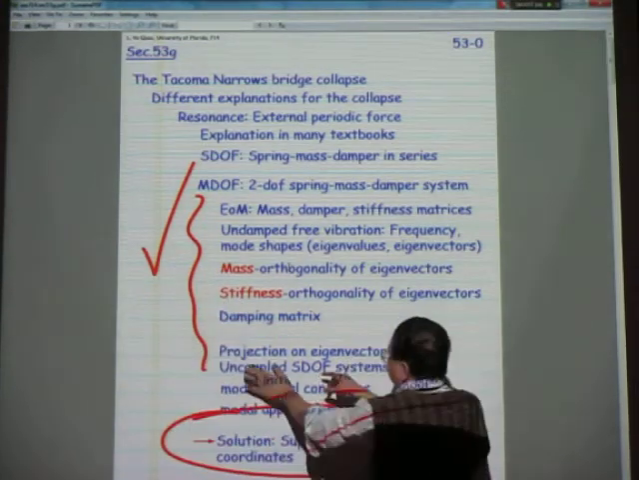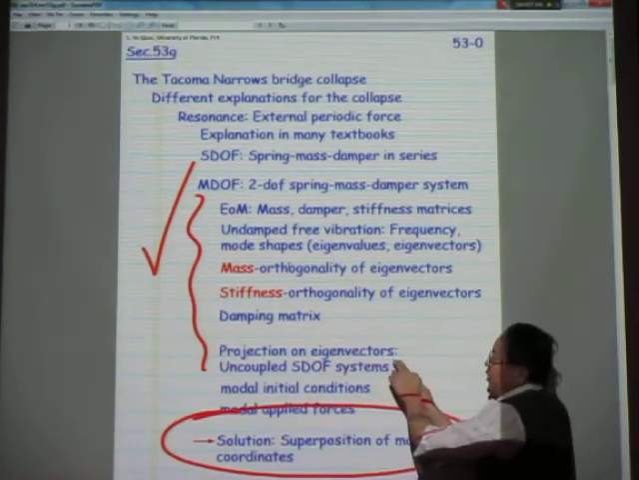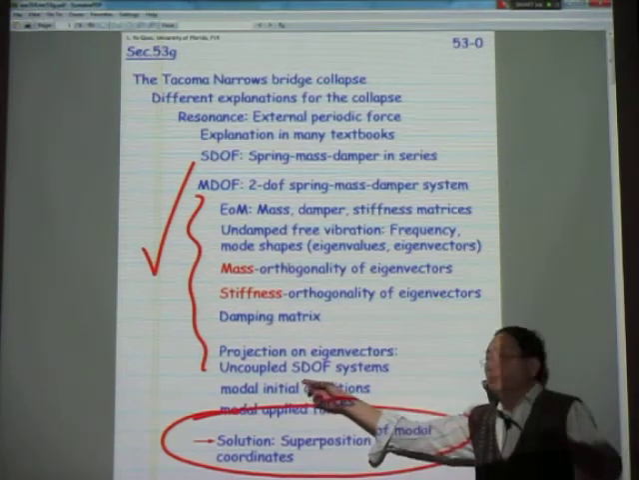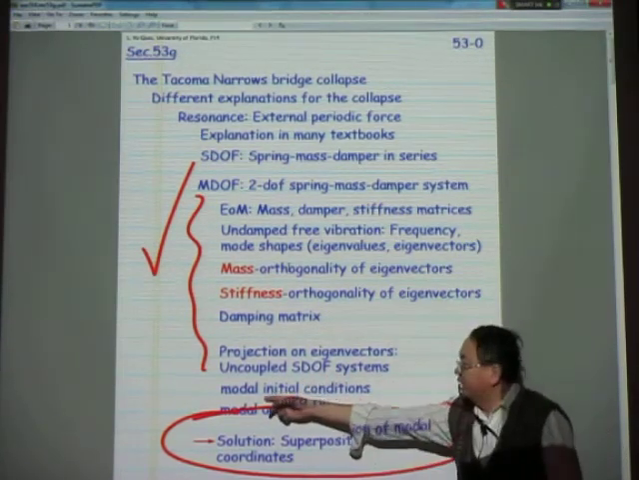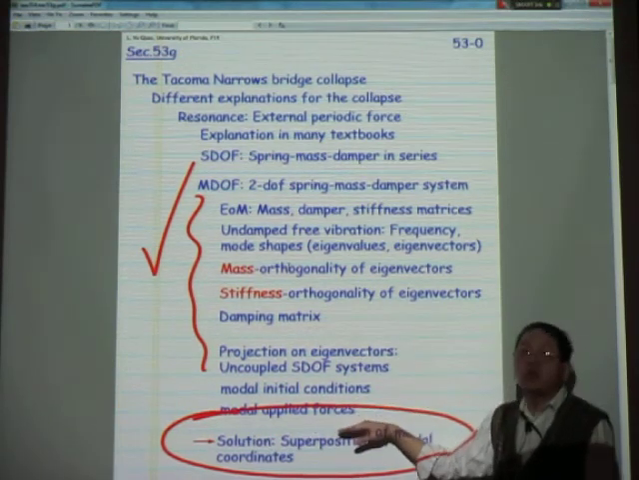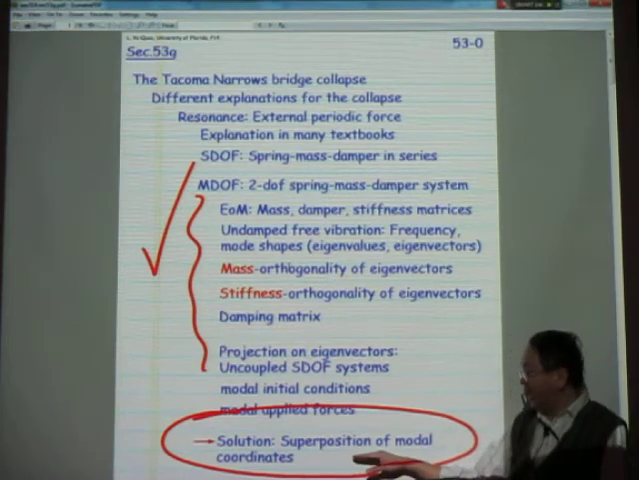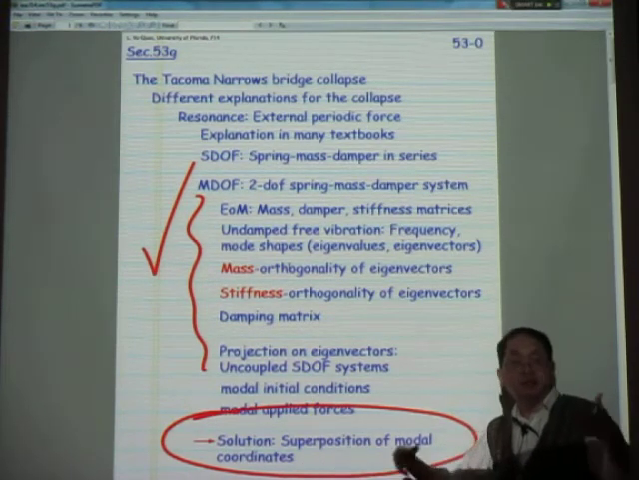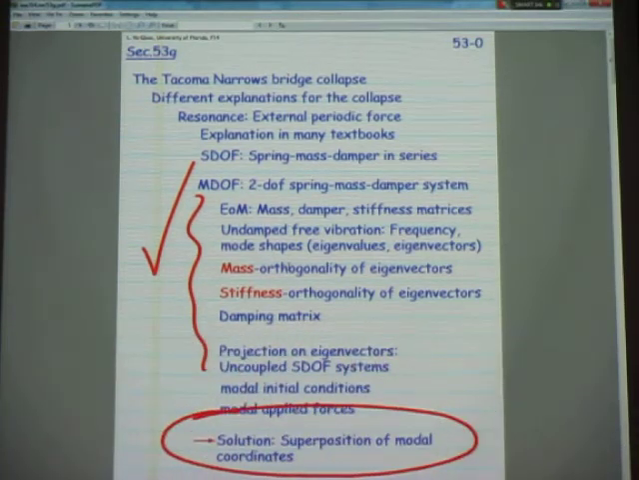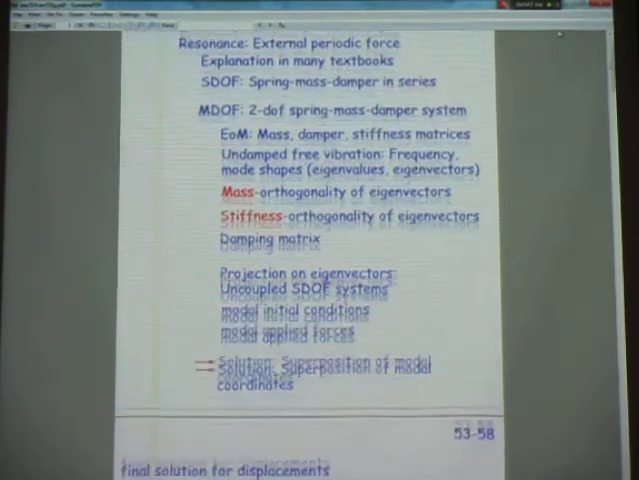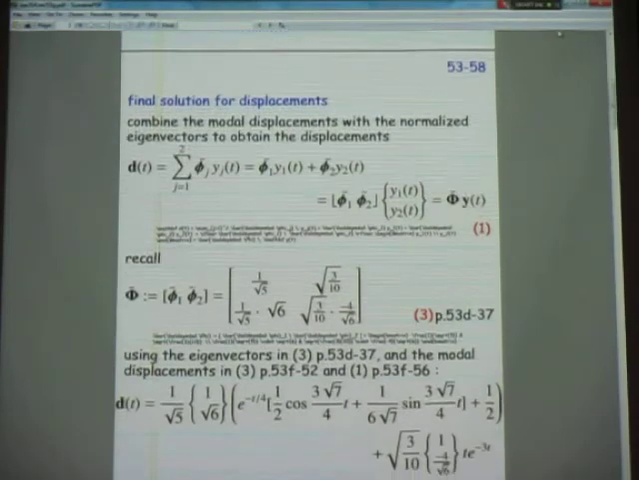We project the equation of motion on the eigenvectors. We uncouple the system into two single degree of freedom systems. We obtain the modal initial conditions, we obtain the modal applied force, and we solve for the modal displacement. Now we combine the modal displacement or modal coordinates into the final original displacement. That's what it means.